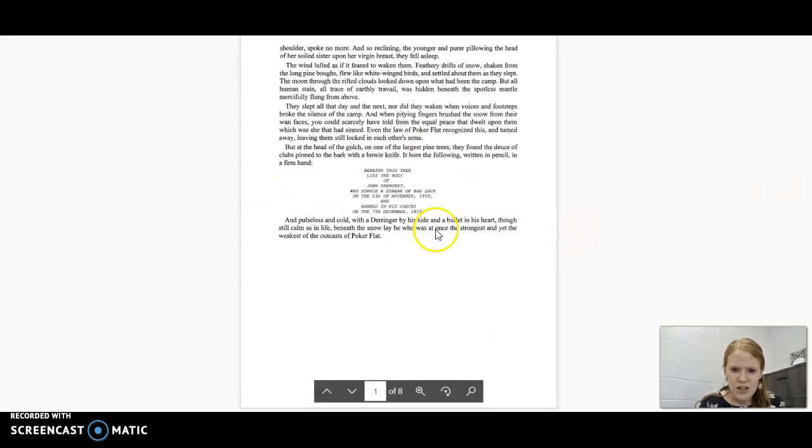So, first of all, at the end it says basically they were looking for John Oakhurst, right? They were trying to figure out what had happened to him. So it says, but at the head of the gulch, on one of the largest pine trees, they found the deuce of clubs pinned to the bark with a bowie knife. And it bore the following written in pencil in a firm hand.